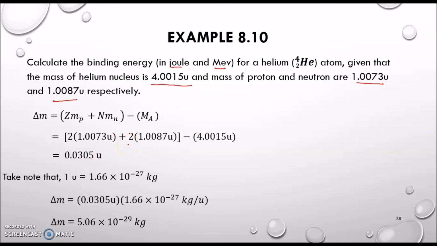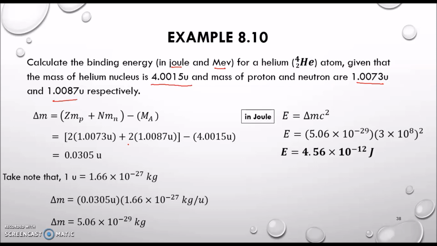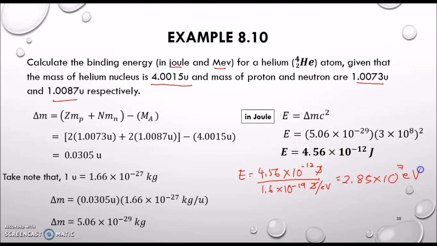Convert it into kilogram and then substitute into the equation E equals delta M c squared. You'll get the answer in joule. If you want to convert it into mega electron volt, you can divide the answer in joule with 1.6 times 10 to the power of negative 19. Then you will get 2.85 times 10 to the power of 7 electron volt. And then if you want to add the prefix mega to this value, divide it with 1 times 10 to the power of 6. You will get 28.5 mega electron volts.